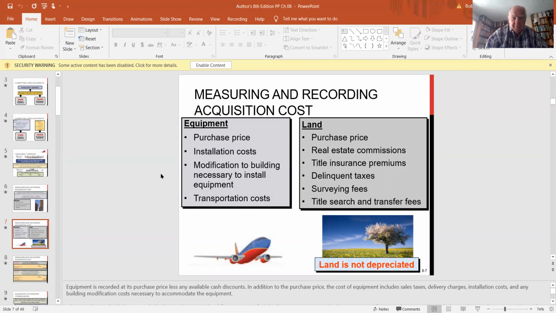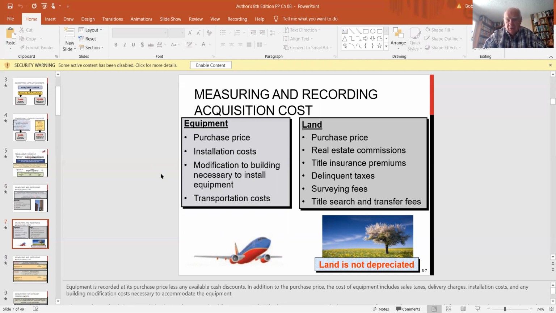You bought a piece of equipment, and to get it into your factory, you need to knock down a part of a wall. The cost of doing that would become part of the price of the asset. Modification to building necessary to install equipment. Maybe you bought a piece of equipment that needs a dedicated electrical circuit of some kind, some special handling. And of course, your freight, your transportation costs, all of those things could be added to the price of the equipment itself. And that total cost would be your debit to equipment.